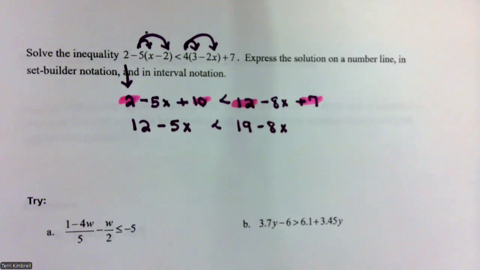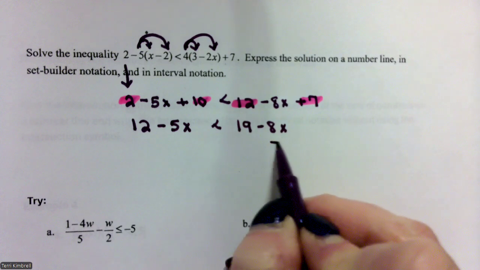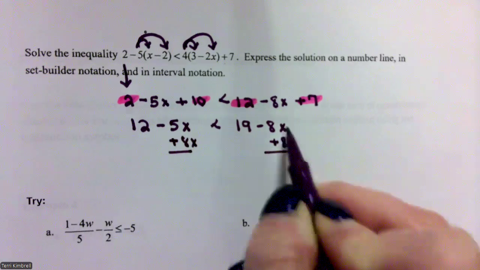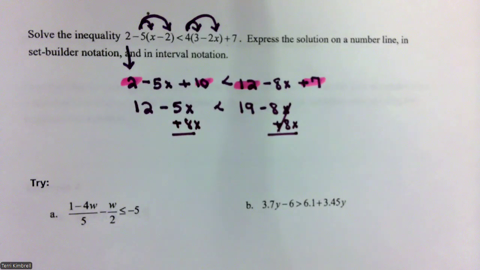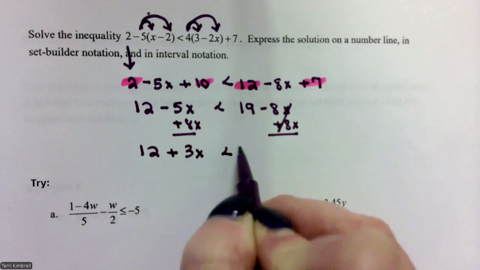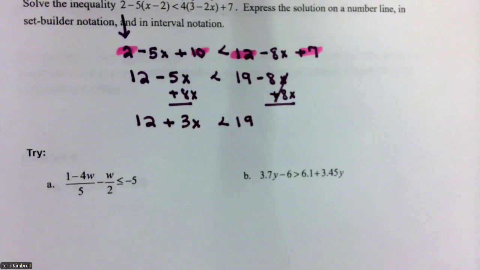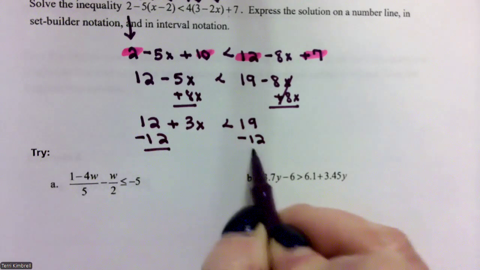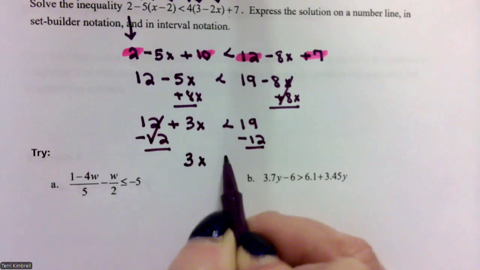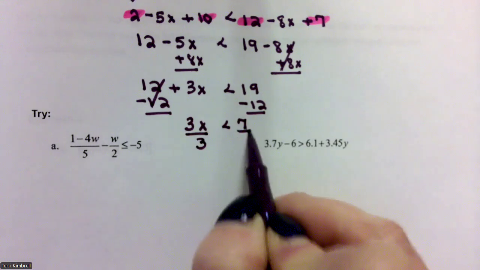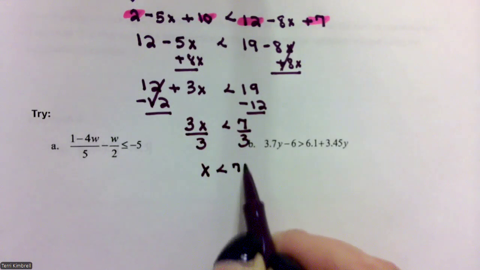Now, once you have combined your like terms and you have variables on opposite sides, I'm going to move the letters to the left. So that letter on the right will cancel. I did the inverse. So then I have 12 plus 3x is less than 19. Now I'm going to subtract 12 to get the number to the right side, and I get 3x is less than 7. Divide by 3, and x is less than 7/3.